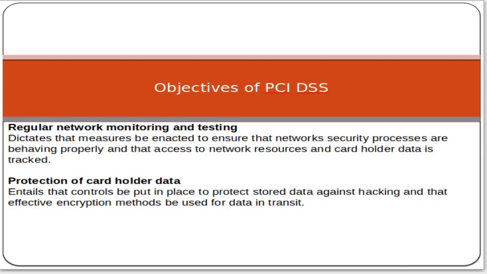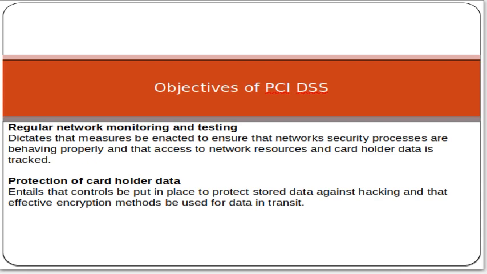Then regular network monitoring and testing dictates that measures be enacted to ensure that network security processes are behaving properly and that access to network resources and cardholder data is tracked properly as well. Protection of cardholder data entails that controls be put in place to protect stored data against hacking and that effective encryption methods be used for data in transmission.